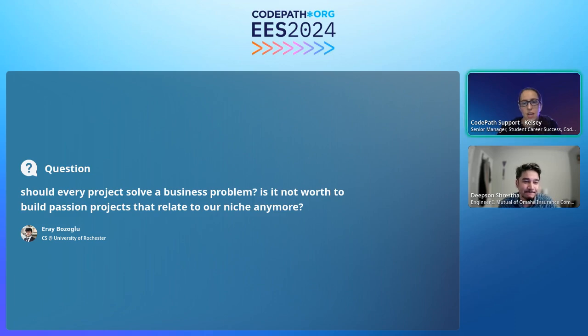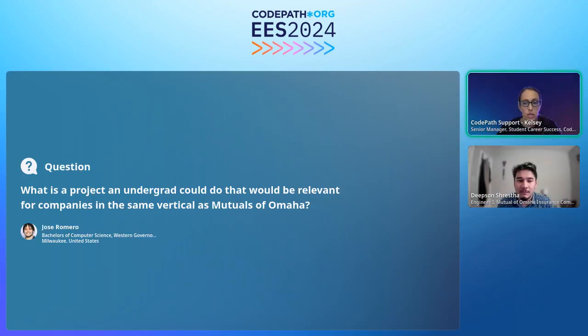Yeah, thank you so much. The next question is, what is a project that an undergrad could do that would be relevant to companies who are in the same vertical as Mutual of Omaha? That's a good question. So Mutual of Omaha is traditionally a financial services company. Now, based on what roles you are applying for, this question could be answered in a bunch of different ways. In my position, if you're applying for a cloud developer role or a software engineering role in Mutual of Omaha, then maybe try to build out some sort of financial web application, something that plays around with numbers, statistics, and prices and amounts. That would be one way to think about it.